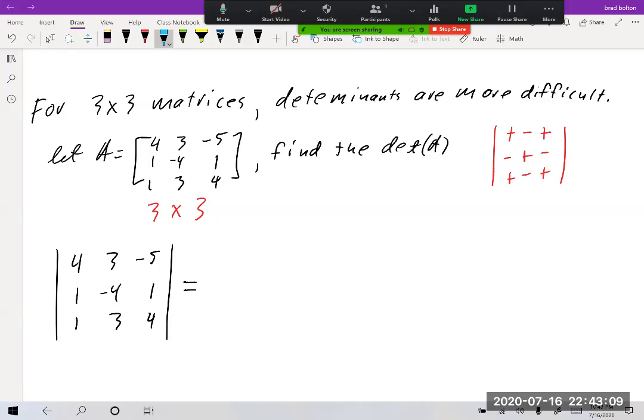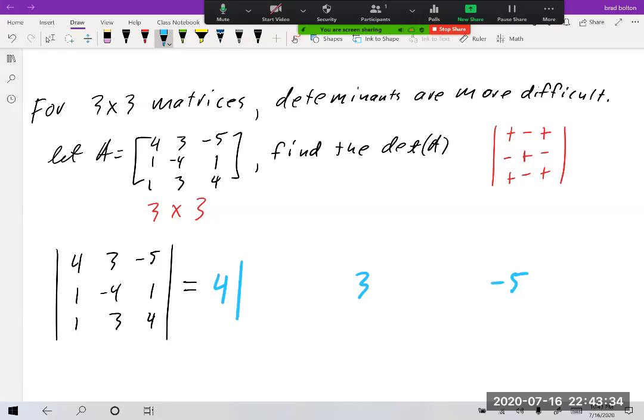Now you can choose any row or any column to work with. In general, if you don't have a better reason, just choose the first column, okay? So I'm going to choose the first row with the 4, 3, and the negative 5. These are the coefficients I'm going to use: 4, 3, and -5.